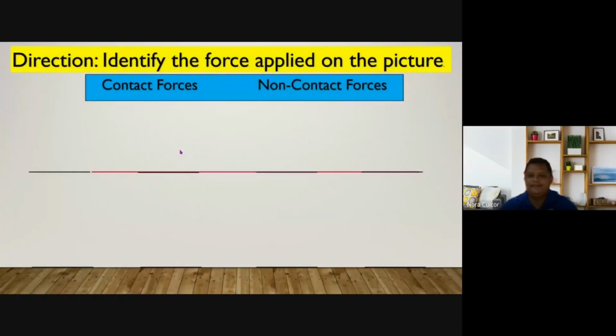Activity time. Identify the force applied on the picture. Okay, no? Contact force.